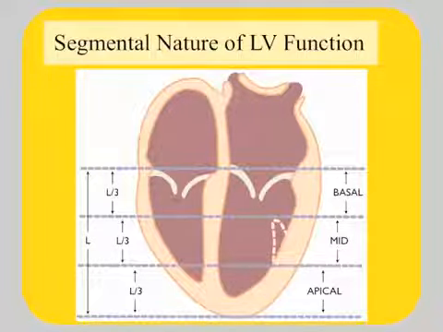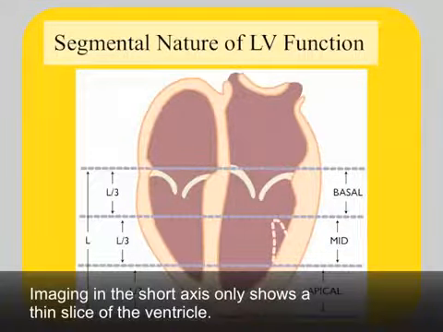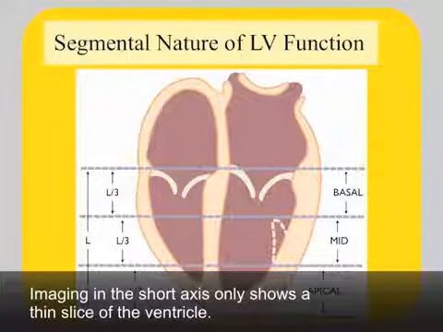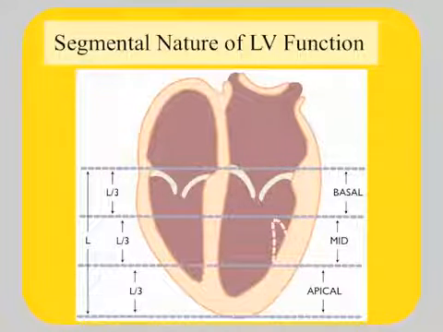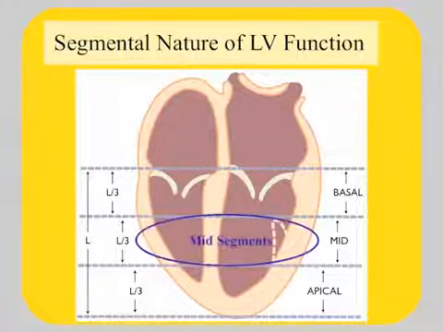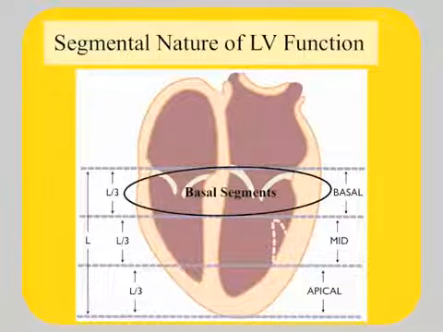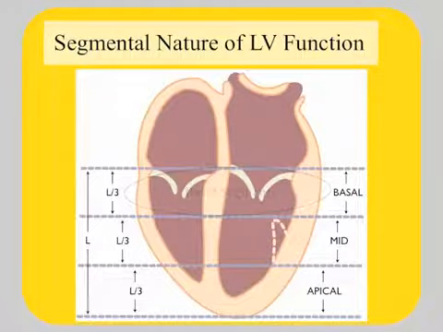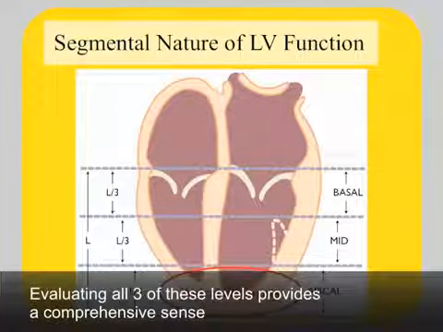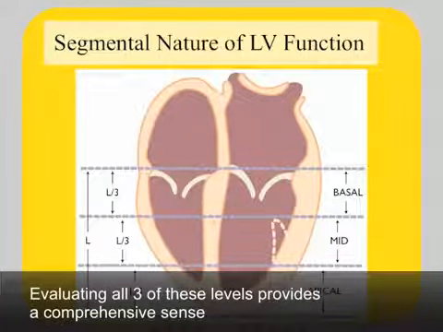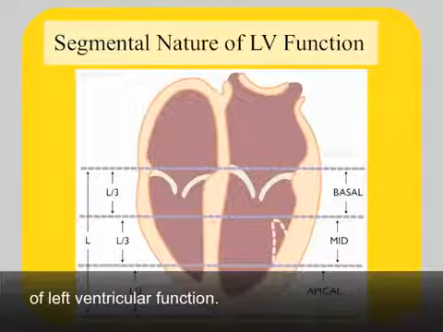A key concept in the imaging of the left ventricle is that imaging in the short axis only shows a thin slice of the ventricle. Thus, in order to get a sense of wall motion and ventricular function for the entire left ventricle, it must be assessed at 3 different levels: mid-papillary, basal, and apical. Evaluating all 3 of these levels provides a comprehensive sense of left ventricular function.